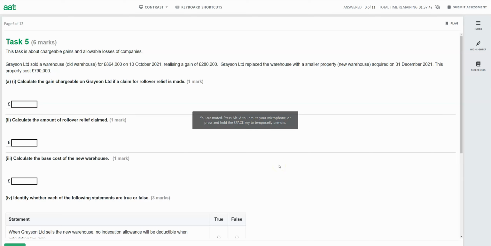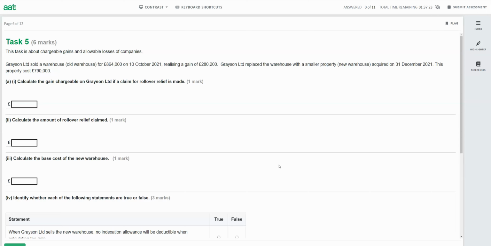Hello and welcome. In this session, we're going to look at a couple of questions from the practice assessment 2 for the business tax. I have received some email from some students and they're asking to explain task 5 and task 8. So I'm going to explain these two questions.